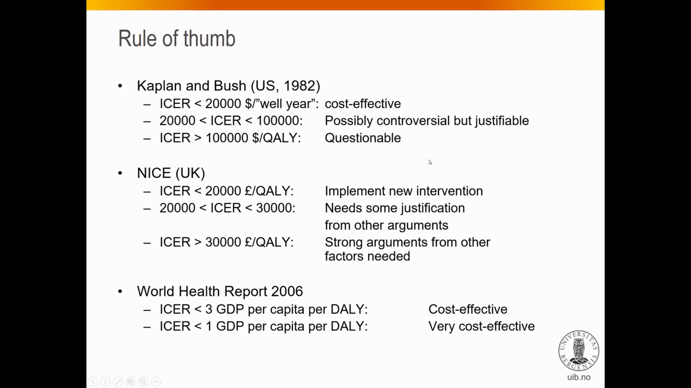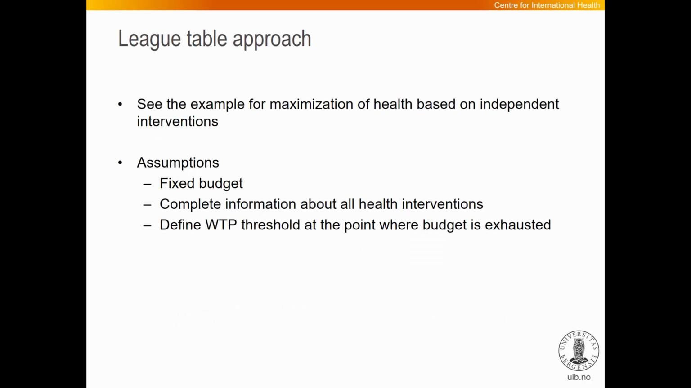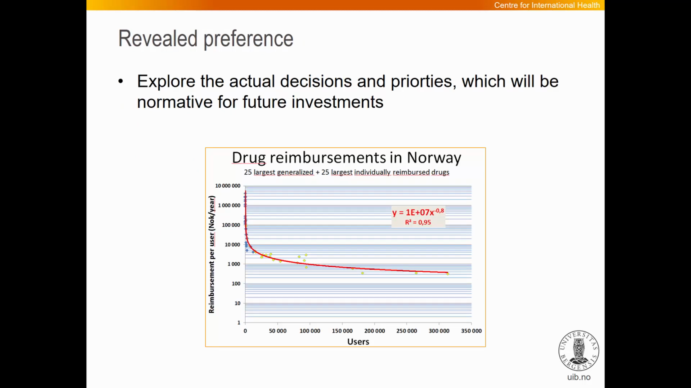Okay, league table approach. Consider the example of maximization of health based on independent interventions. It's assumed you can do the same for all health interventions in one society, which is pretty impossible actually, to be honest. So we do this and we start implementing from the top of the list, and then we stop when the resources of the society for healthcare have been exhausted. And where we draw the line, that is the cost effectiveness threshold. And this has never been done.